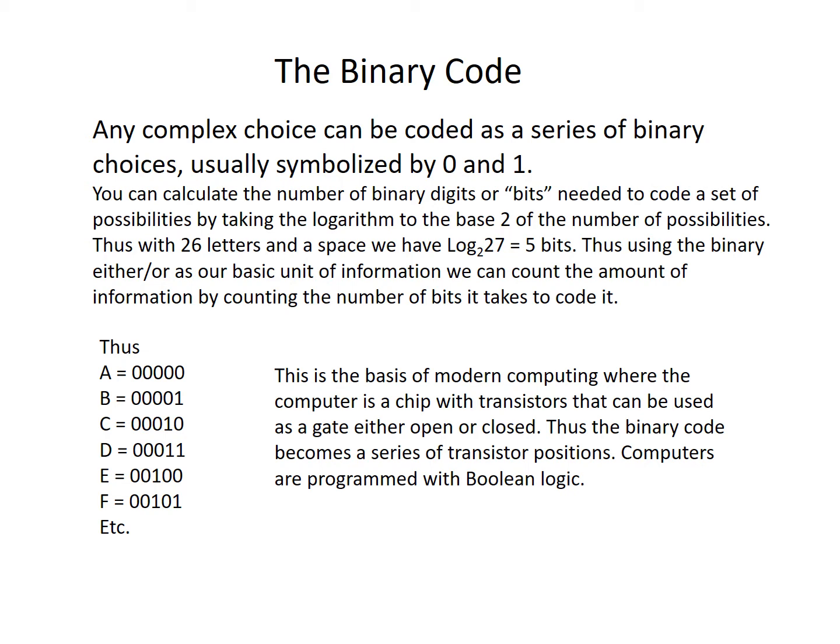Thus, A equals 00000, B equals 00001, C equals 00010, etc. This is the basis of modern computing, where the computer is a chip with transistors that can be used as a gate, either open or closed. Thus, the binary code becomes a series of transistor positions. Computers are programmed with Boolean logic.